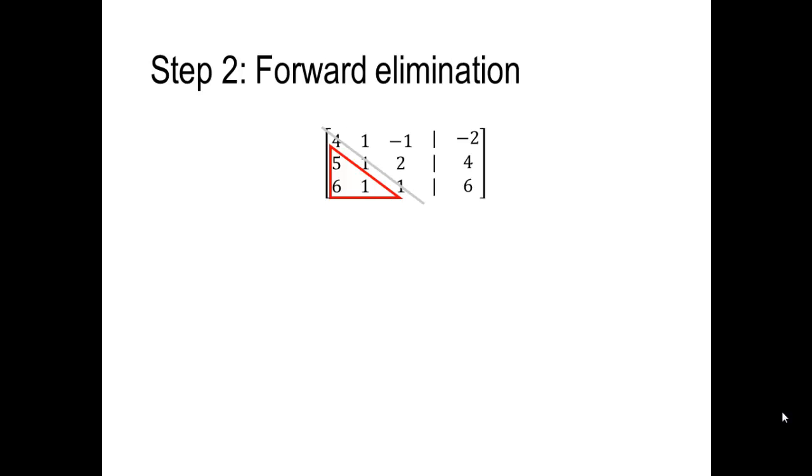So first, we'll begin with the first column, eliminating the 6, and then the 5, and then we'll move on to the second column, eliminating the 1. If it were a larger matrix, you would continue in the same pattern. Let's start by eliminating the 6. How will we do this?